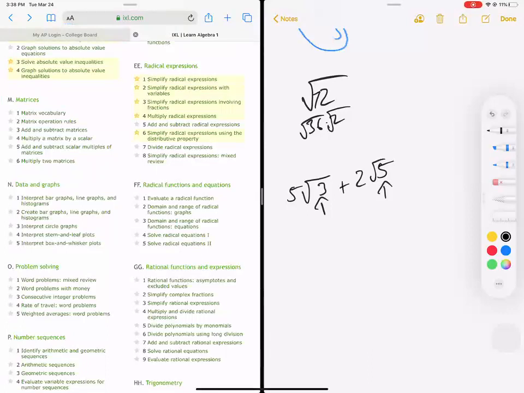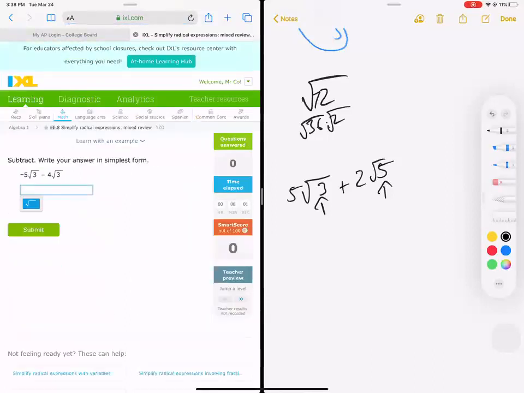The last part today is going to be quick, just to give you guys some time to catch up. So simplifying radical expressions, this is just going to be a mixed review. And we just did this problem today.